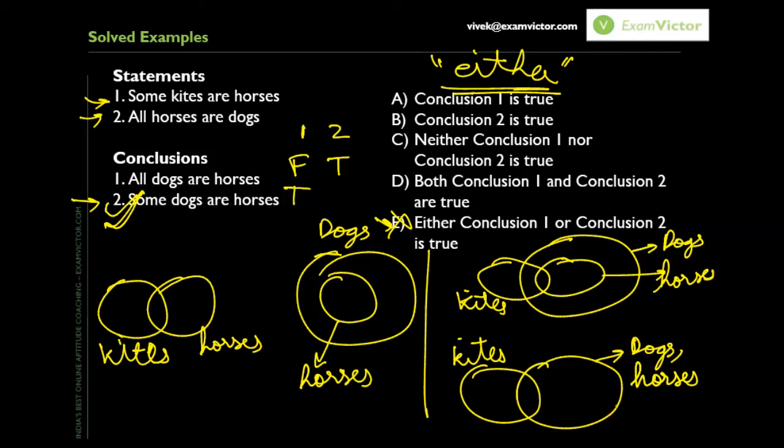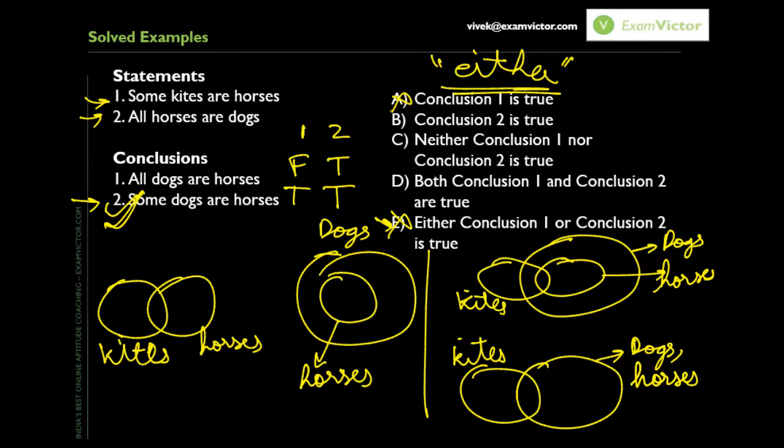But 2 is also true. 2 is not false as per this diagram. So 2 is still true. Some dogs are horses. It turns out that all dogs are horses in this diagram, but some is a subset of all. So when you can say all, you can also say some. So 2 is still true. 1 has turned from false to true. So 1 actually is wrong. 1 does not follow because I was able to draw a diagram that disproved 1.